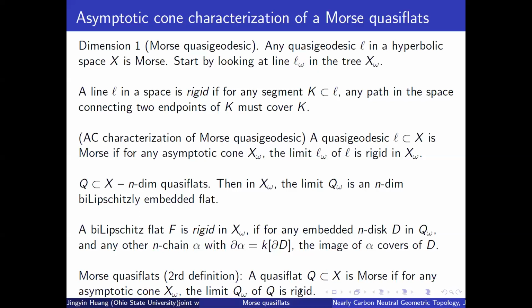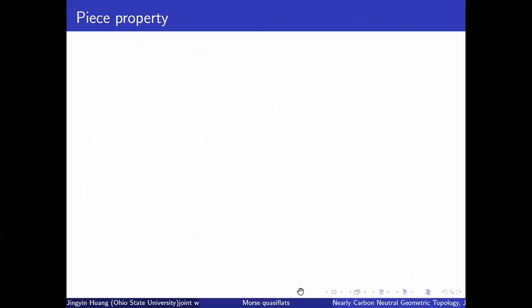So now let me mention another characterization, which is called the piece property. This property is actually very useful in certain situations, and it is even new in the one-dimensional case, even new for the Morse quasi-geodesic. Again, let's start with the one-dimensional situation. Let's take a rigid line inside some metric space. Imagine that we're in the asymptotic cone.